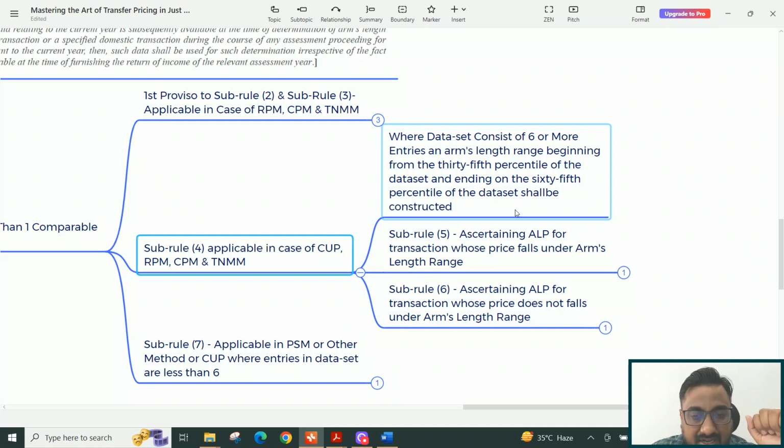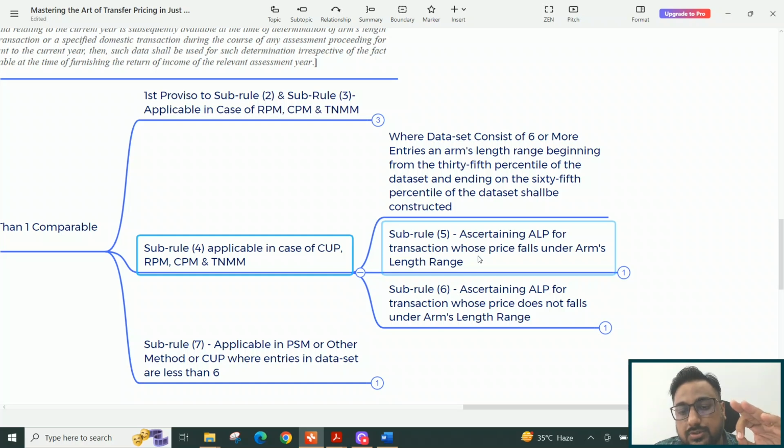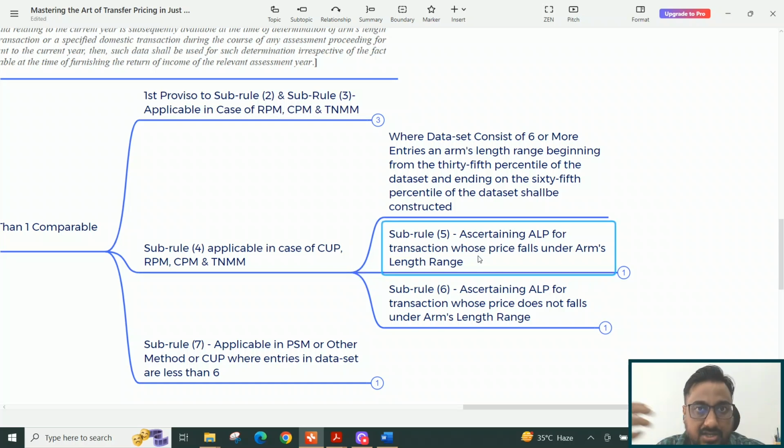Then subrule 5 says that you need to ascertain the ALP for a transaction whose price falls under the arm's length range. So if the operating margin of your taxpayer entity falls under that particular arm's length range, then it will be considered at arm's length price, and when it does not fall under the arm's length range, then subrule 6 will be applied.